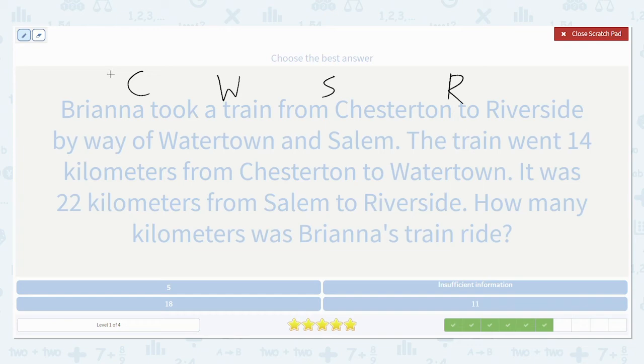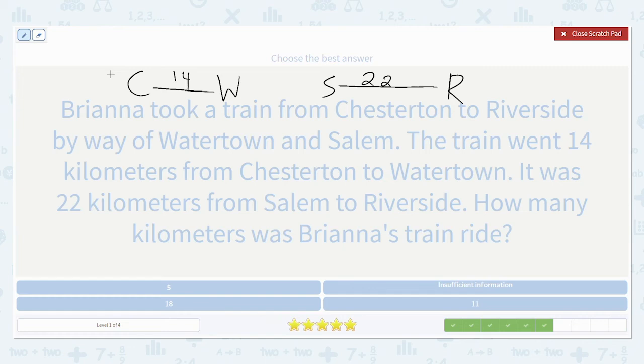Okay, so let's keep going. The train went 14 kilometers from Chesterton to Watertown. So this distance is 14 kilometers. It was 22 kilometers from Salem to Riverside. So this distance is a little bit longer. It's 22 kilometers. How many kilometers was Brianna's train ride?